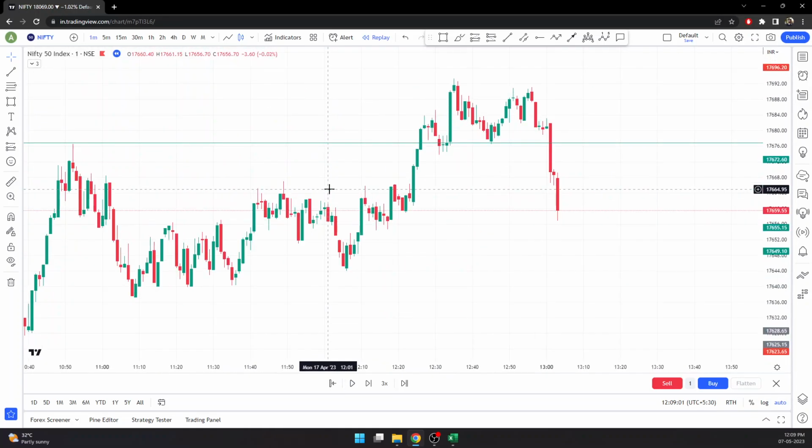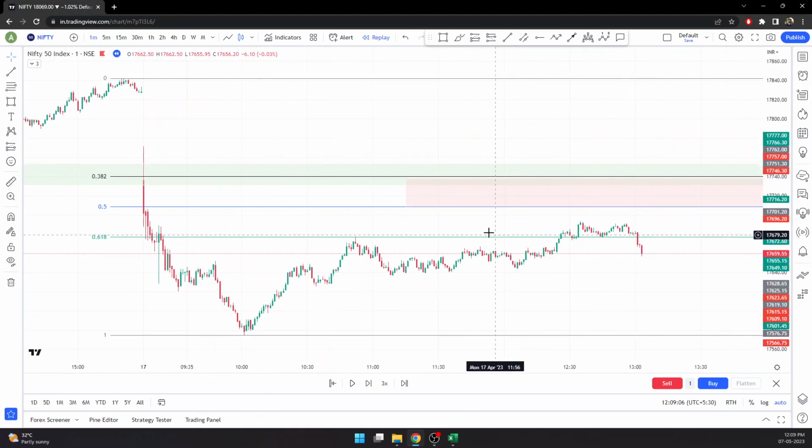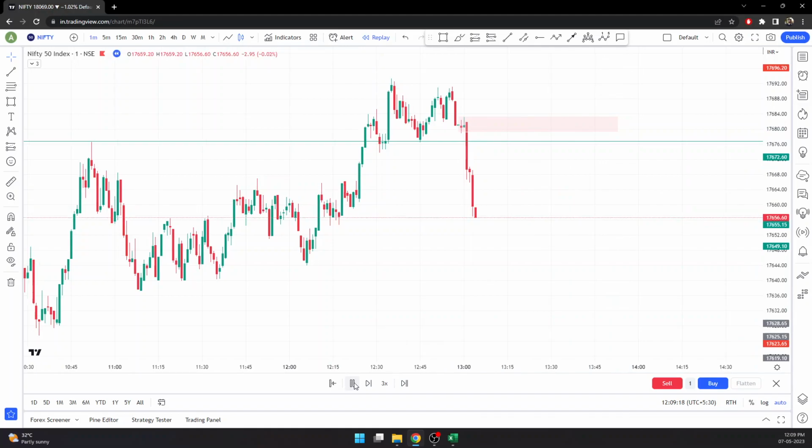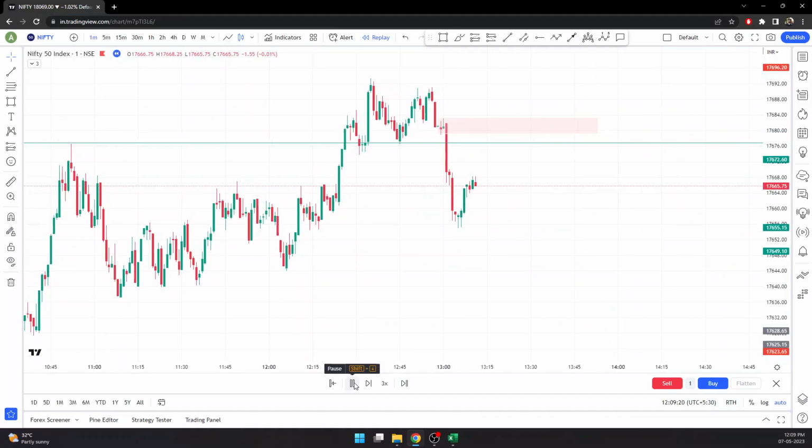Okay, we got a very early break. It did not even touch the 50% premium zone. So the market can come back to this particular level and may look for the selling opportunities.